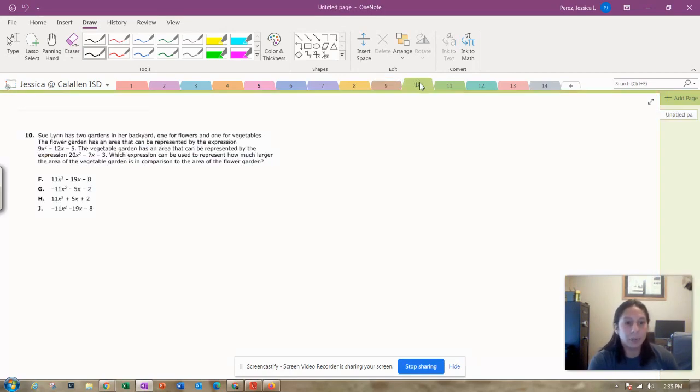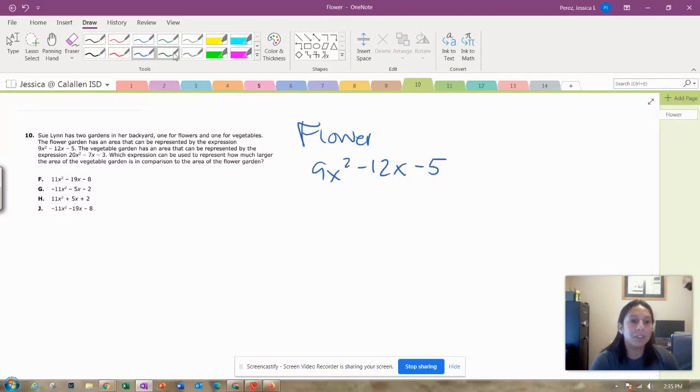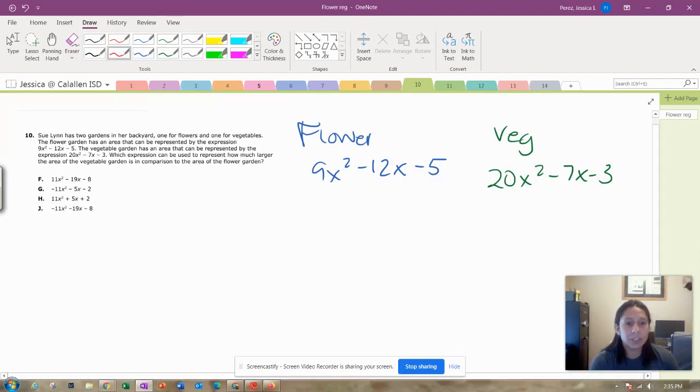Number 10. Sue Lynn has 2 gardens in her backyard, one for flowers and one for vegetables. The flower garden has an area represented by this expression. So I'm going to write down what the flower garden is. The flower garden is 9x squared minus 12x minus 5. Then we have a vegetable garden. The vegetable garden is 20x squared minus 7x minus 30. The question says, which expression can represent how much larger the area of the vegetable garden is compared to the flower garden?